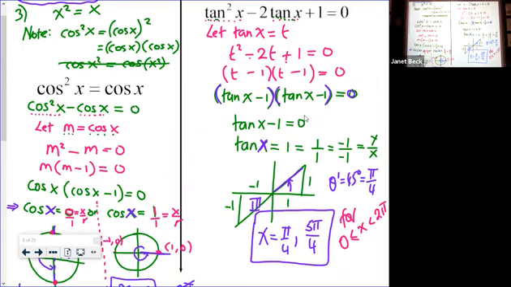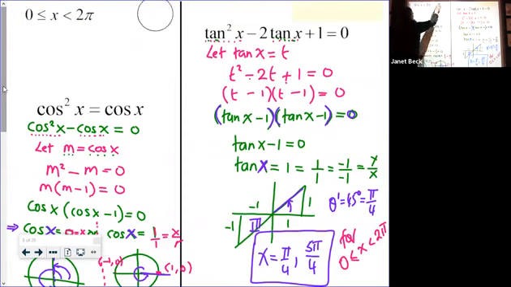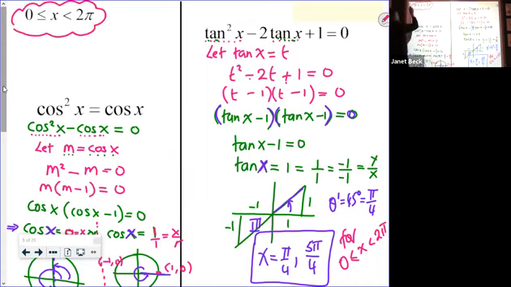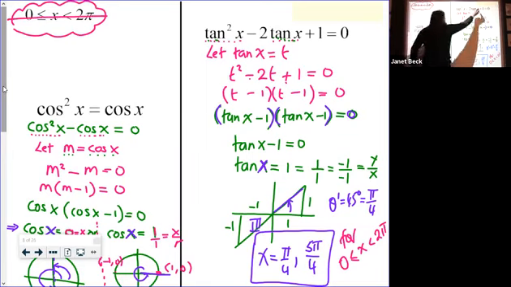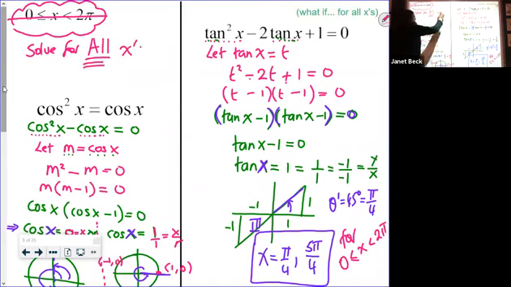How would this question or either of these questions be different if the question hadn't given us this at the beginning? Let's clear out all that extra stuff. If we hadn't been given that, if instead the question had said solve for all x's. We just looked for going once around the circle. For all x's means you can go around that as many times as you like.